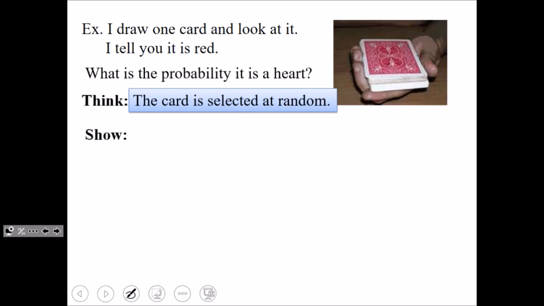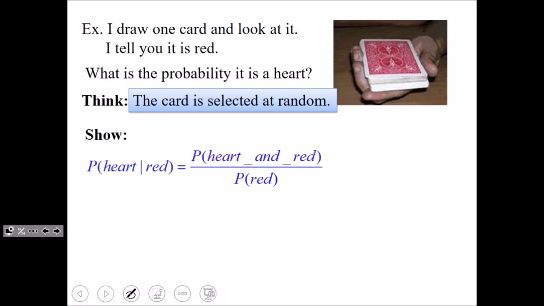So I want to show our work. I want to find the chance it's a heart, but we know it's red. So it's not just the chance it's a heart, it's the chance it's a heart given that it's red. That's going to be equal to the chance of heart and red divided by the chance of being red. What's the chance the card I draw is a heart and it's red? It has to be both. Good news is all the hearts are red, and there's 13 of them. So my numerator is 13 over 52.